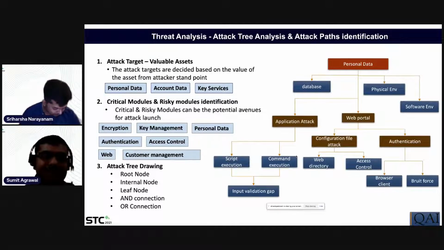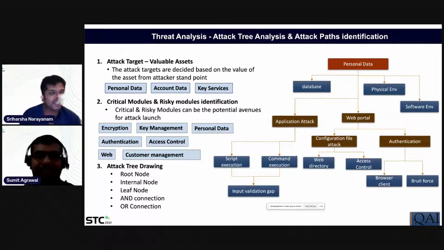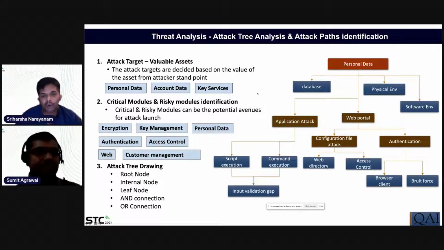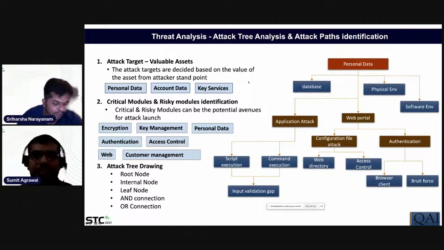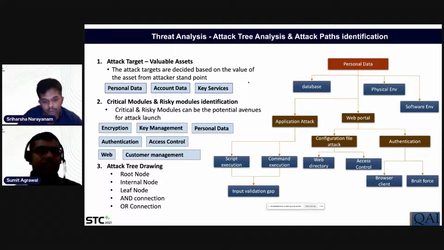So I think we have only a few minutes of time, just to take you through one important differentiator for the attack tree. For the attack tree analysis, usually there are situations where we start from a web application as an attack root node. Here the differentiator which we brought in is, first we need to identify the valuable assets. What is it that we don't want to get compromised? Is it personal data, account data, key services, or all of them?